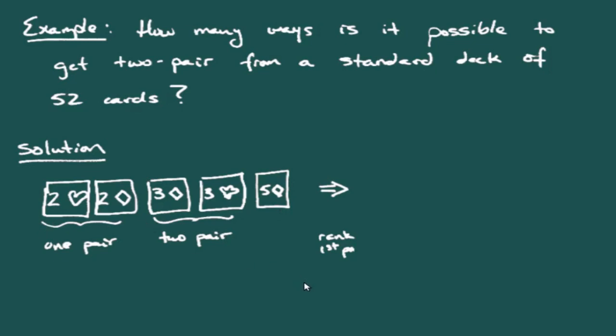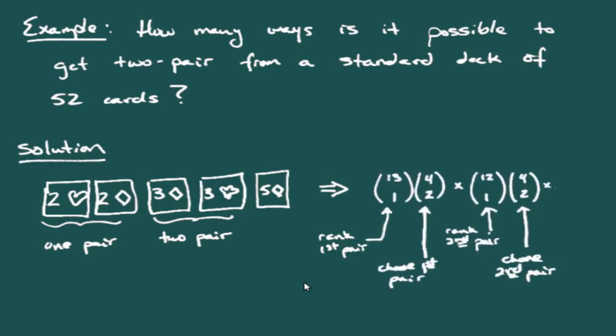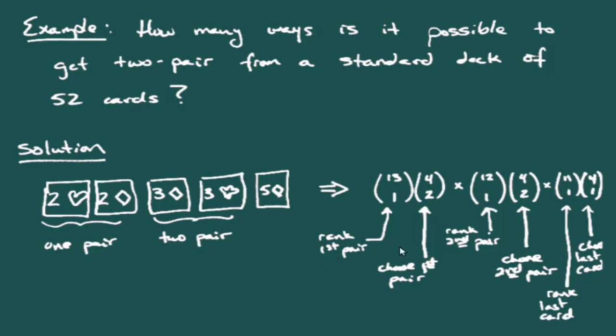And so how do we calculate how many of those are possible? Well, in a similar way, if we want to choose the first pair, we've got 13 different ranks, and we want to choose one of those ranks, so that's 13 choose 1. Once we pick the rank, we have to choose 2 of the cards from the 4 different possible suits for that rank, so that's 4 choose 2. So just choosing the first pair, we have 13 choose 1 times 4 choose 2.